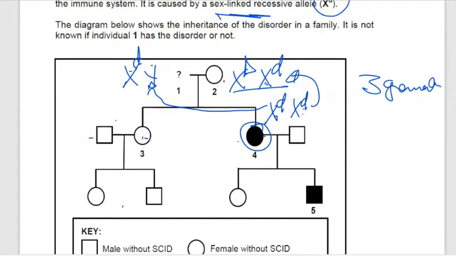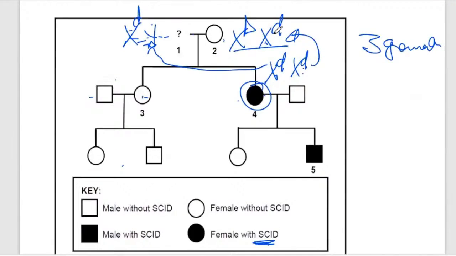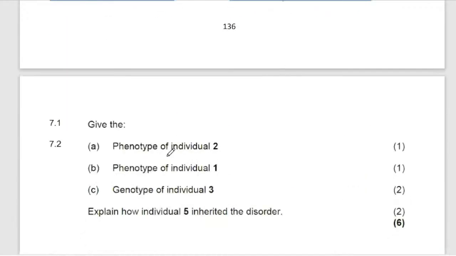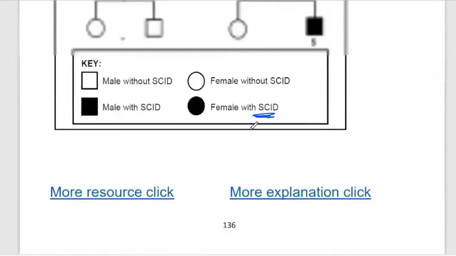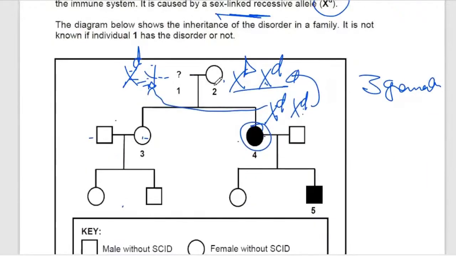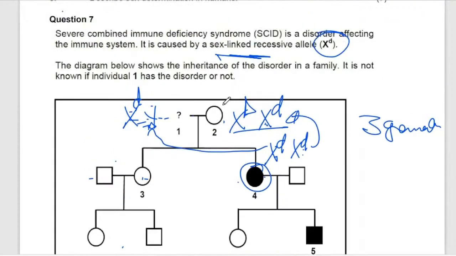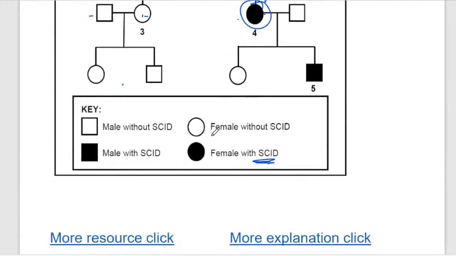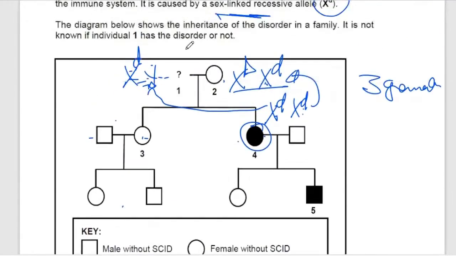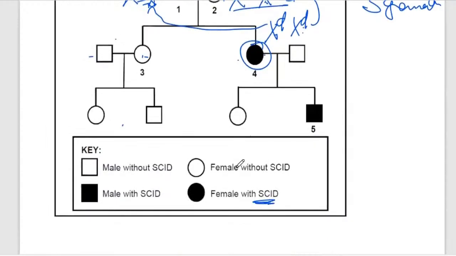How do we identify this? Now let's go to the next question. Identify the phenotype of individual 2. So we have said that this person is normal. A normal male or female, it is a normal female, or a female without the disorder.